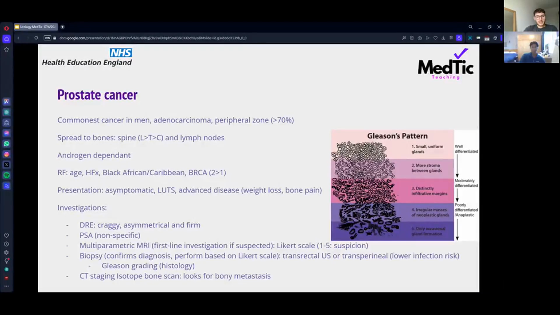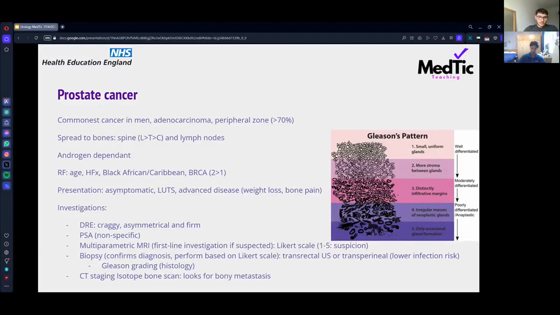Then risk factors, apart from the obvious, such as age and family history. Within the family history, you can think about BRCA, so patients with especially BRCA2 are at increased risk. And then Black African and Caribbean in terms of ethnicity. In terms of presentation, patients might have LUTS, but because it's usually present in the peripheral zone of the prostate, they might be asymptomatic until they present with quite late symptoms of advanced disease.